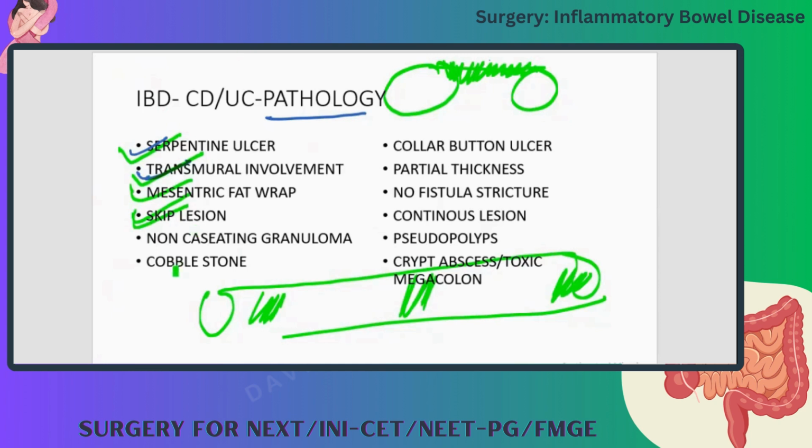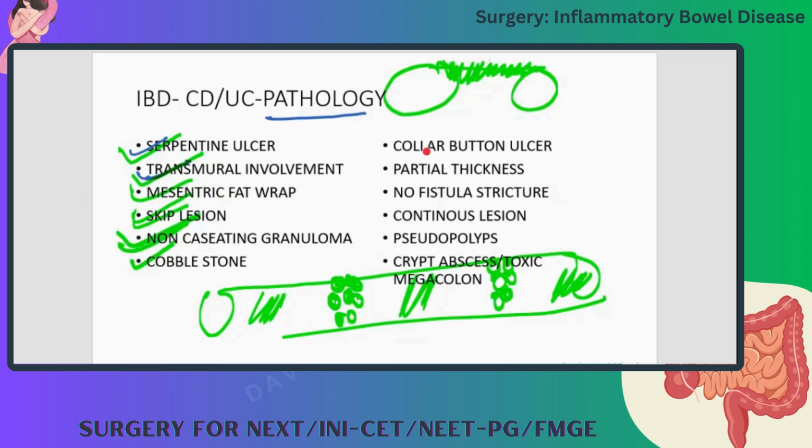And then there is the cobblestone appearance. The lesion will appear like cobblestones. Cobblestones are pavement stones. And finally, there is the formation of non-caseating granuloma.